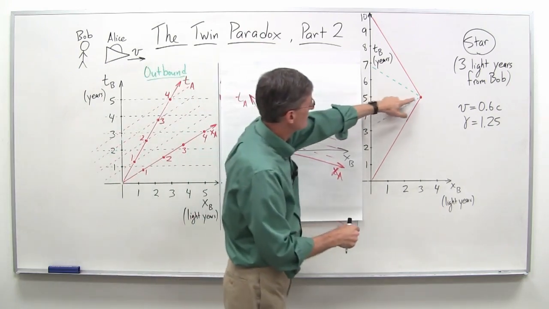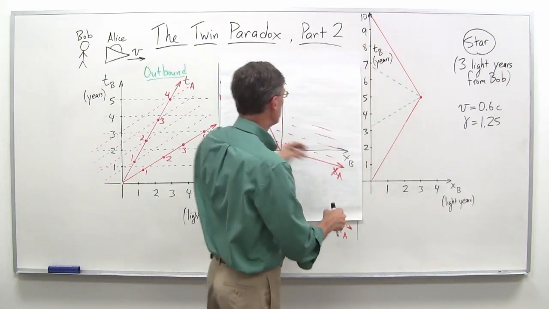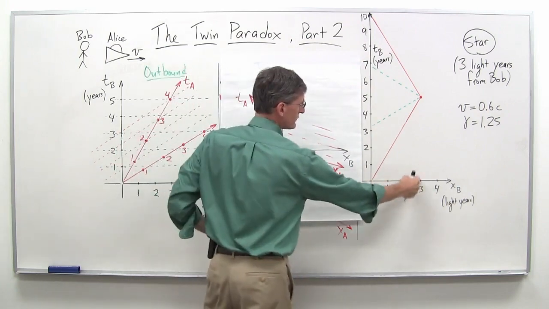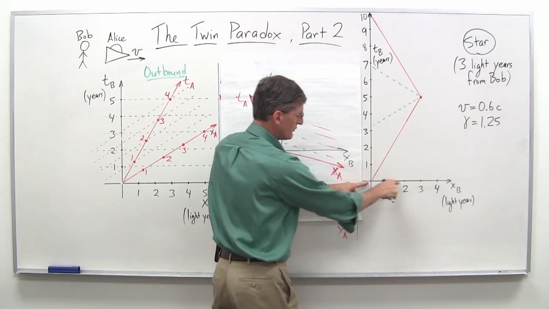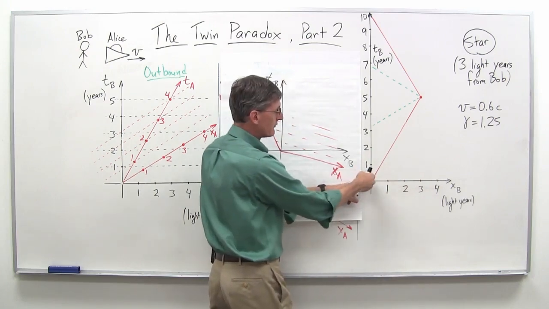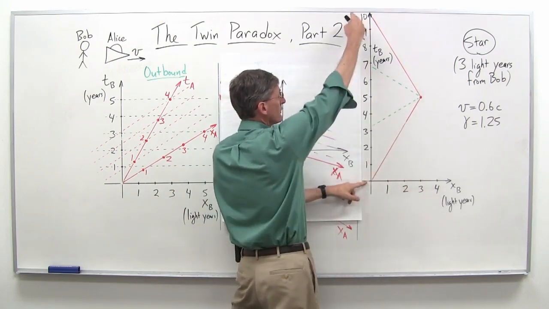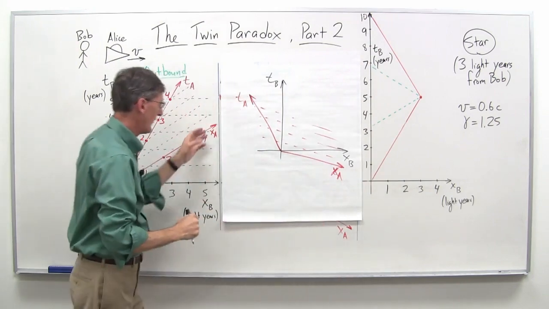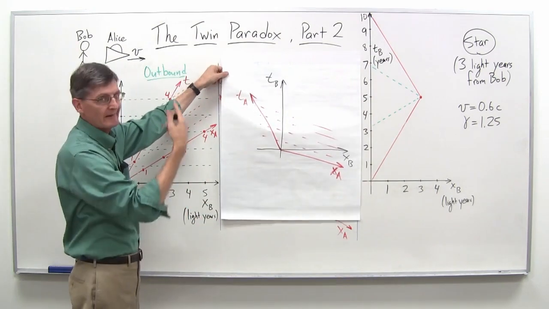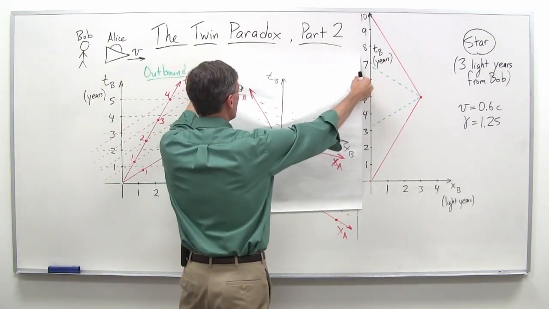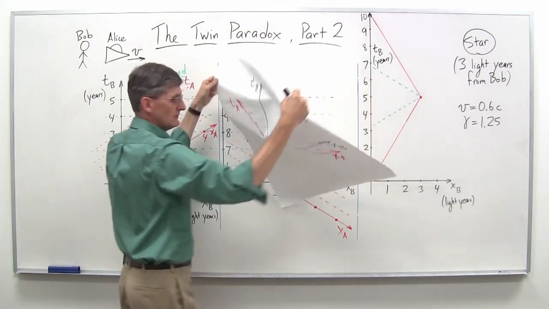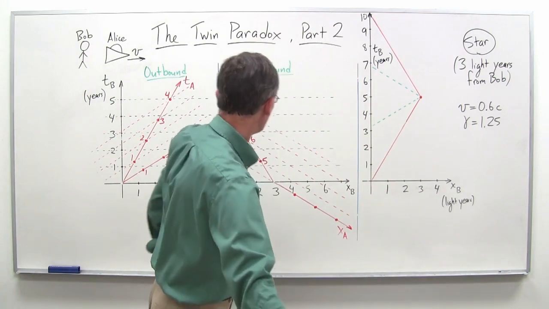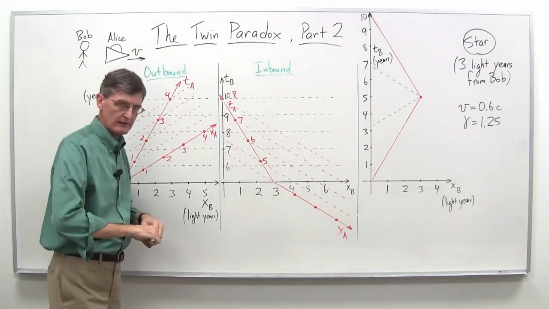So now we're going to look at this part of the trip, going back from the star. Remember, everything's really happening on the x-axis here. She goes out to the star, turns around, and comes back again. And this is the world line out, and then the world line back, and ends up at the planet again, if that's where Bob is. Okay, so here's what the inbound trip looks like.